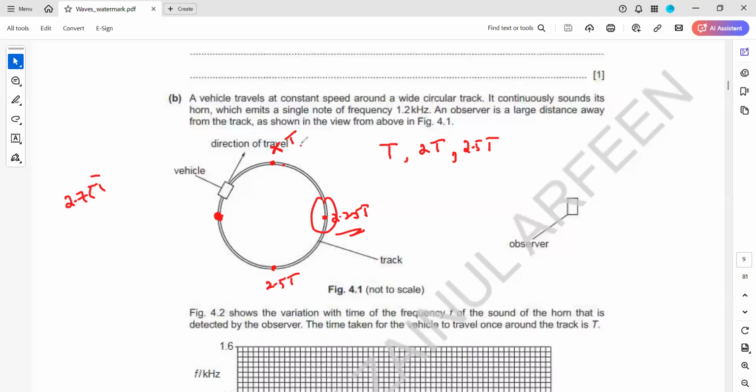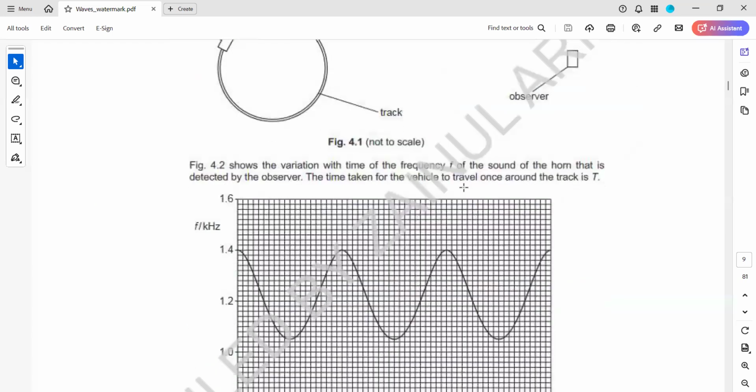So after t and 2t, it is in the same place. Then after 2.25, then 2.5, 2.75, and after 3t, it will be here. So that's why we label the position of Y on this section. Y can be in the other section as well because both ways it will be 1.2 kilohertz. But according to the question, it cannot be on the left. It is on the right hand side, according to the cycle, the time period of the cycle which is given.